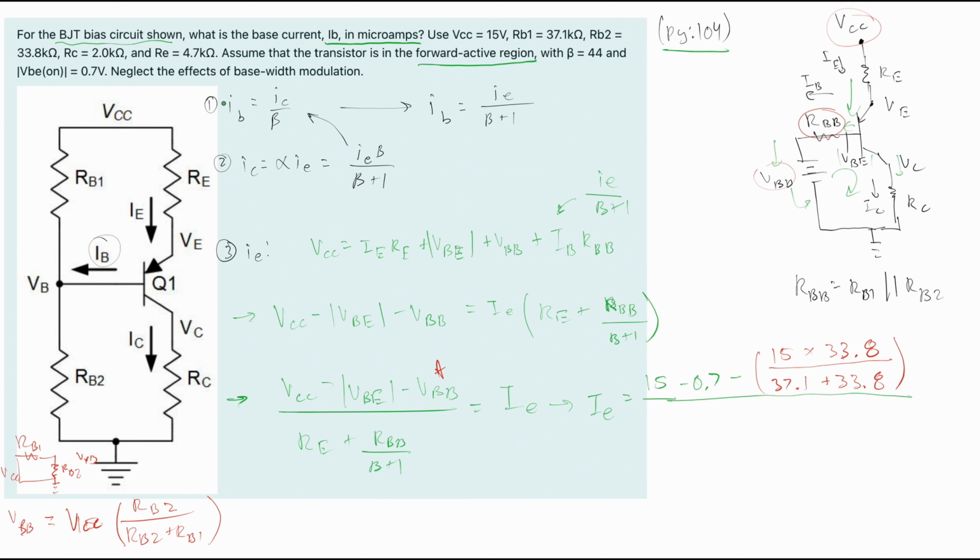In the bottom, we have our RE. It's given to us as 4.7 times 10 cubed for the kilo. Then we have a plus our RBB, and then our beta plus 1. Resistors in parallel now, we have 1 over our 37.1 times our 10 to the cubed. This is important because on the top we're going to have a 10 to the 6, and then on the bottom we'll have a 10 to the cube. So when we combine them, it'll really just be 10 to the cube. This is going to be a 1 over our 33.8 times 10 cubed, and this is raised to the negative first power. And this is all going to happen over our beta plus 1.